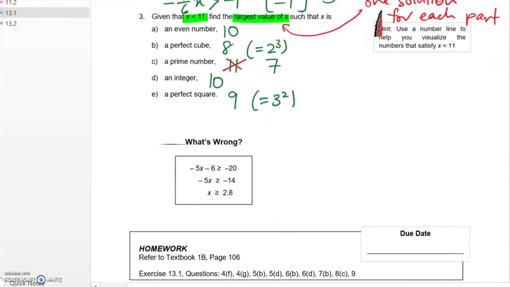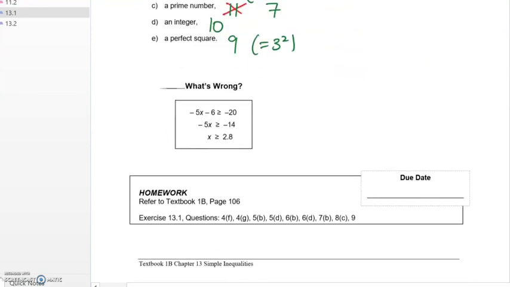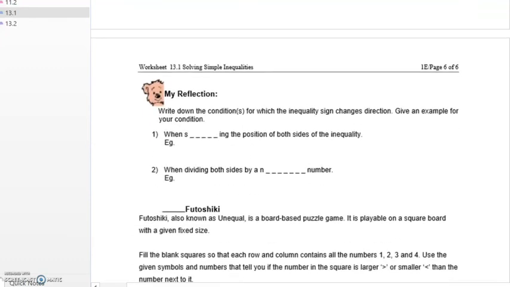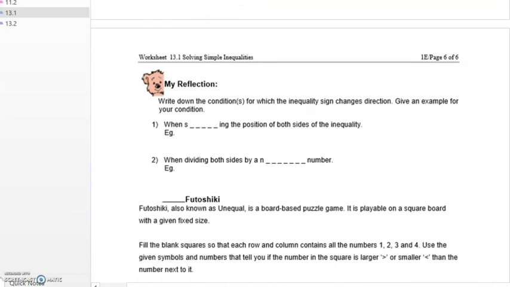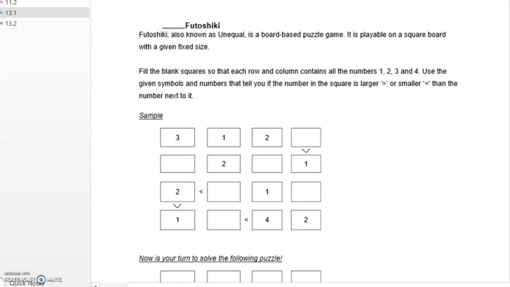Try out the what's wrong yourself. This is something that your teacher will be going through with you in class. So get your teacher to do that, and then do the homework, and the teacher will also go through the solutions or any problems that you may have with the homework in your next lesson. Don't forget to complete my reflections, and you can leave the Futoshiki section to whether your teacher wants to go through it in class or not. Alright, so with that, I've come to the end of this worksheet 13.1.